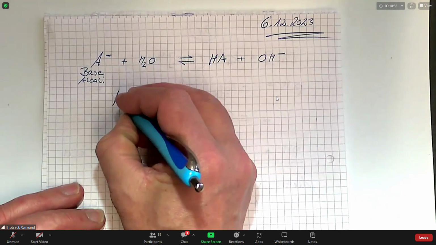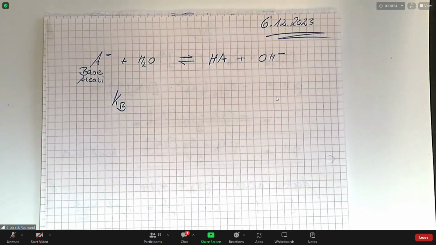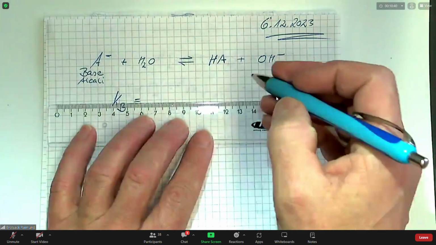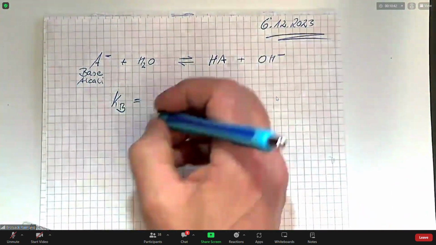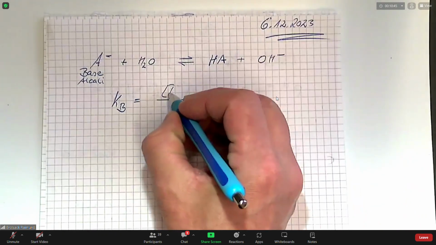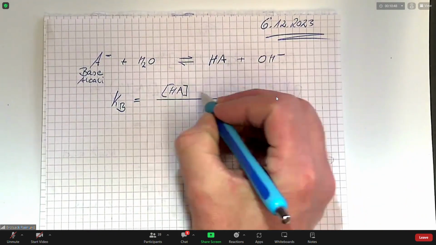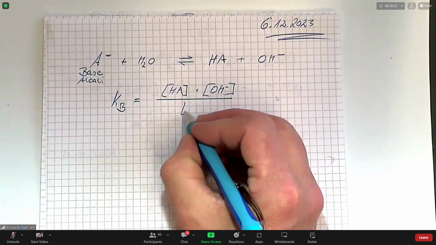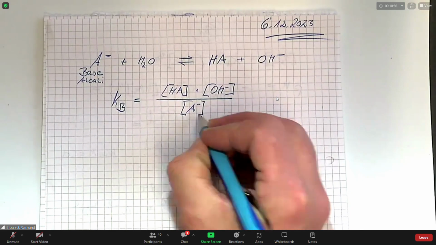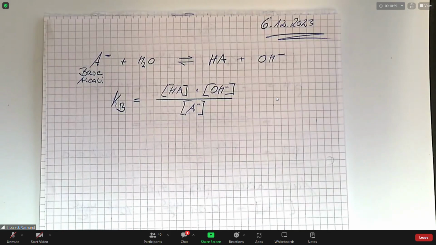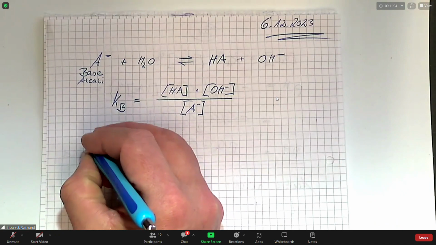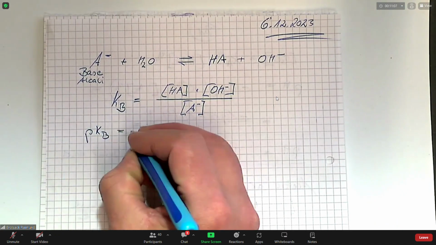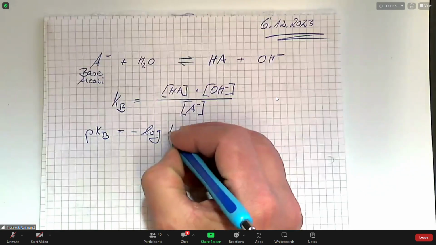So in this example, the Kb, when we use our formula, the Kb is the concentration of the HA times the concentration of OH minus over the concentration of the alkali A minus times water. Again, we don't have to calculate it. The pKb, of course, is the same, the negative log of the Kb.